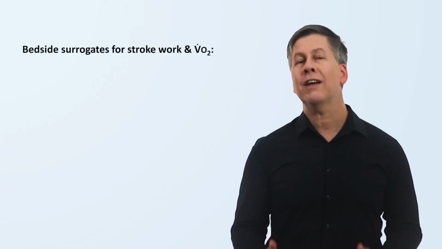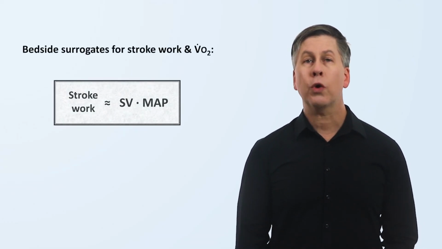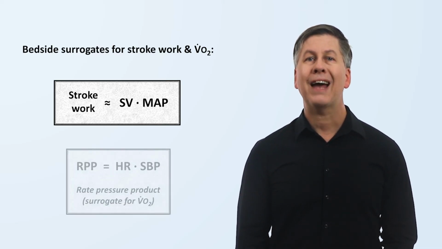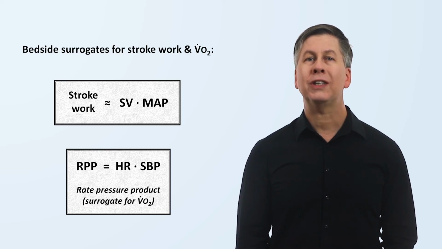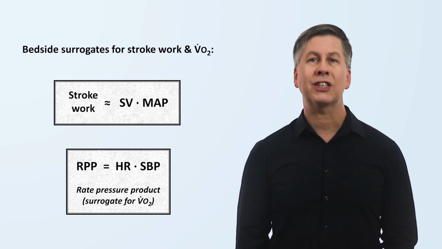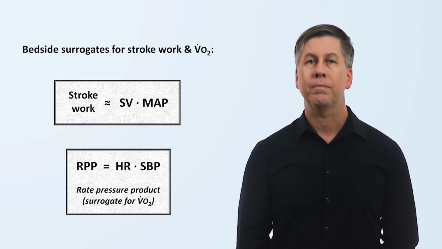Because cardiac work and myocardial oxygen consumption are essentially impossible to measure at the bedside, some surrogates have been adopted. Stroke work is sometimes estimated as the stroke volume times the mean arterial pressure, and the rate pressure product, which is equal to the heart rate times the systolic blood pressure, can be used as a surrogate for V.O2.